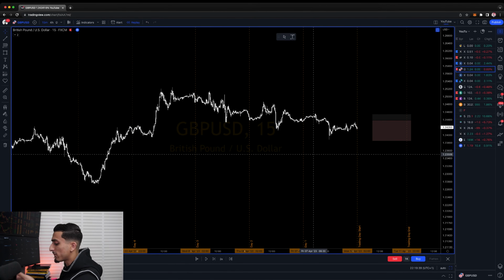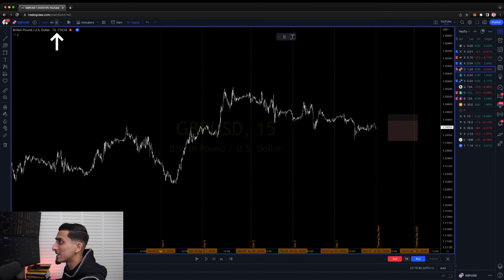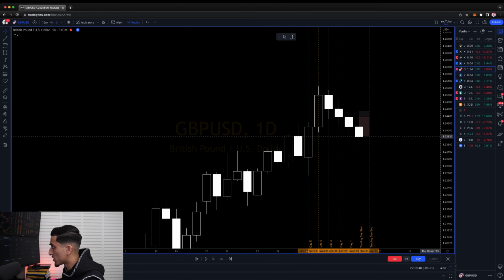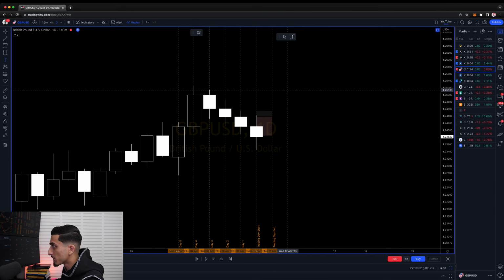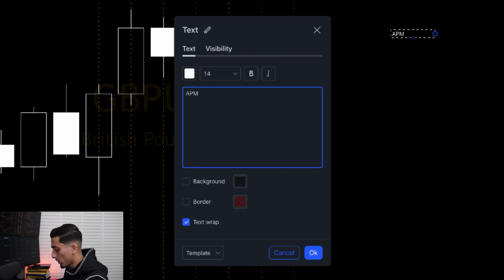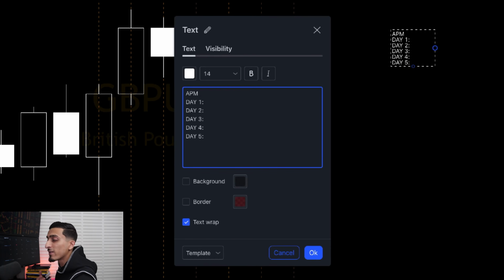Now firstly, to find the APM, we want to go on the daily time frame. Now you must get your notepads ready because I'm about to show you how to calculate this. It's very simple. Firstly, what I will do, get the text box. You could do it like this or you can do it on your notepad. So we're at day 1, then day 2, day 3, day 4, lastly day 5. Now you may ask why I have put 5 days. It's because in a week there are 5 trading days.